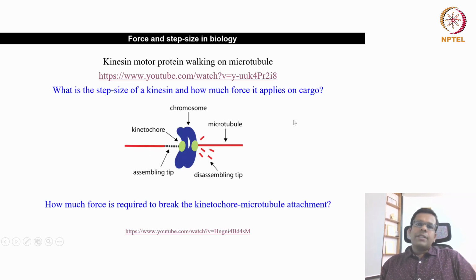So why do you need such a method to measure piconewton forces and nanometer scale displacements? Because in biology, the forces and the step sizes are so small. Generally, the forces applied are at the level of piconewtons, and the step size of biological molecules is generally in nanometers. Here I will show you one YouTube video in which you can see what the step size of a kinesin is and how much force it applies on the cargo.